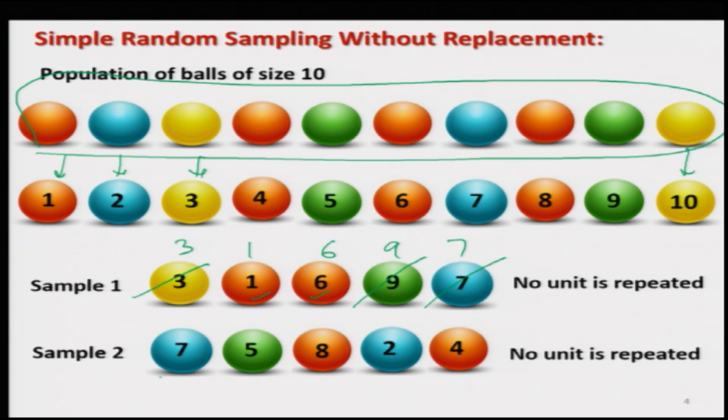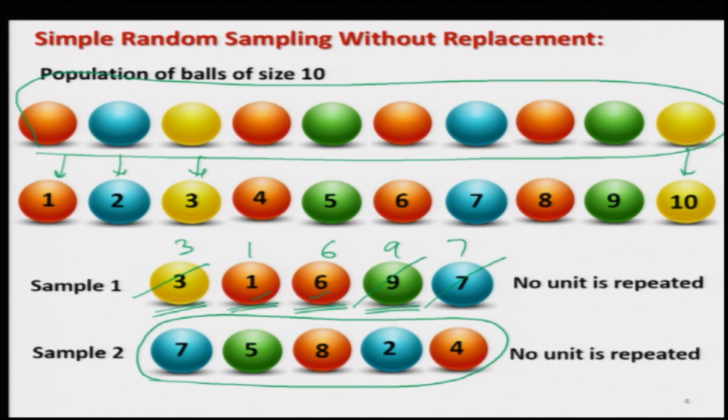Similarly, if you choose a second sample, you can see by the colors of the balls that the second sample may be different. And remember one thing, that the ordering in which the balls are drawn will also be different with a very high probability. Okay, for example, in the first draw you draw ball number 3, in the second draw ball number 1, in the third draw ball number 6, in the fourth draw the 9th ball, and in the 5th draw the 7th ball in sample number 1.